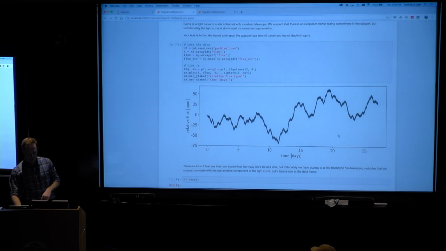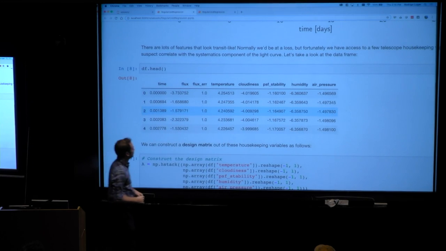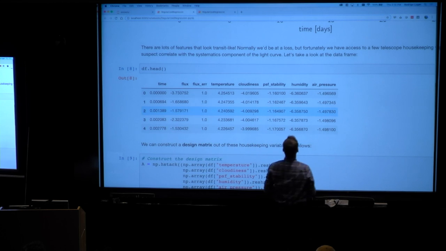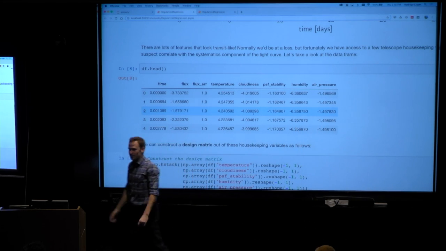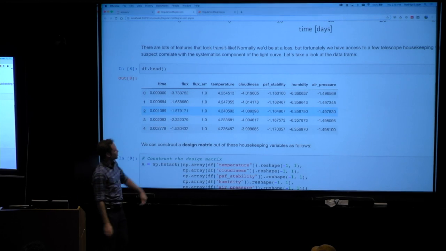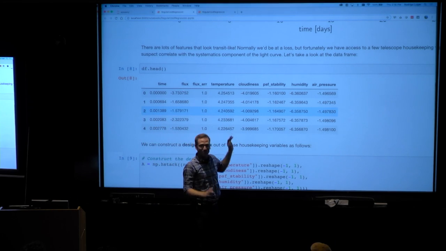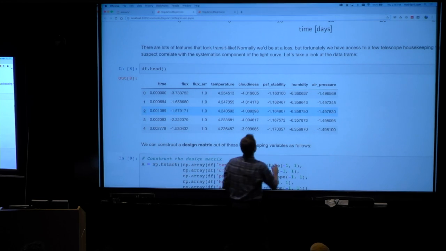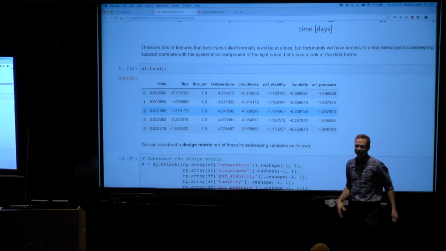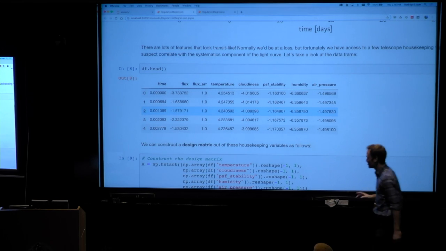In addition to this light curve, you can see that in the data set that I gave you, I'll show you how to import it, I have these housekeeping variables that I believe correlate with the systematics model. So I have some measurement of the temperature, the cloudiness, these numbers don't really mean anything. Maybe it's log cloudiness. Whatever. The stability of the piston, the humidity, the air pressure. It doesn't matter. It's made up. But this is how linear models work.